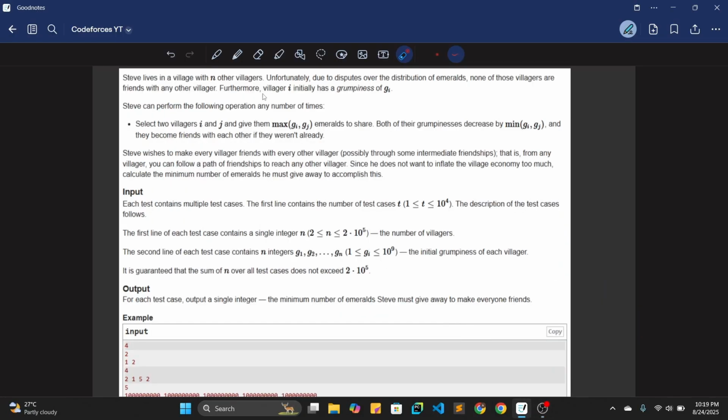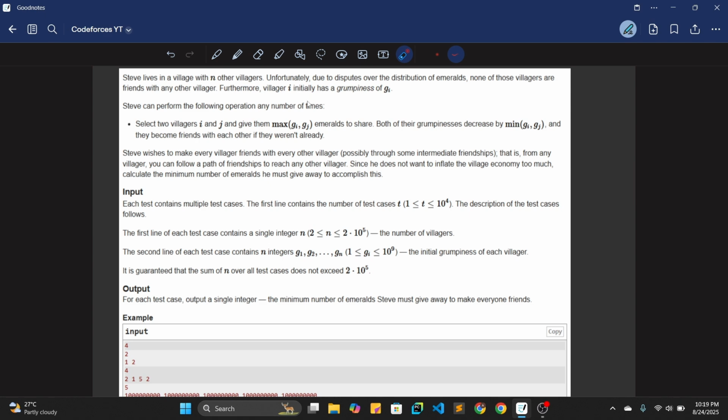In this video, we are going to solve problem B, Villagers, from the latest Codeforces Round 1044. In this problem, we are given that there are n villagers and none of these villagers are friends with each other. The ith villager has a grumpiness of gi. And our goal is to make all of the villagers friends with each other.